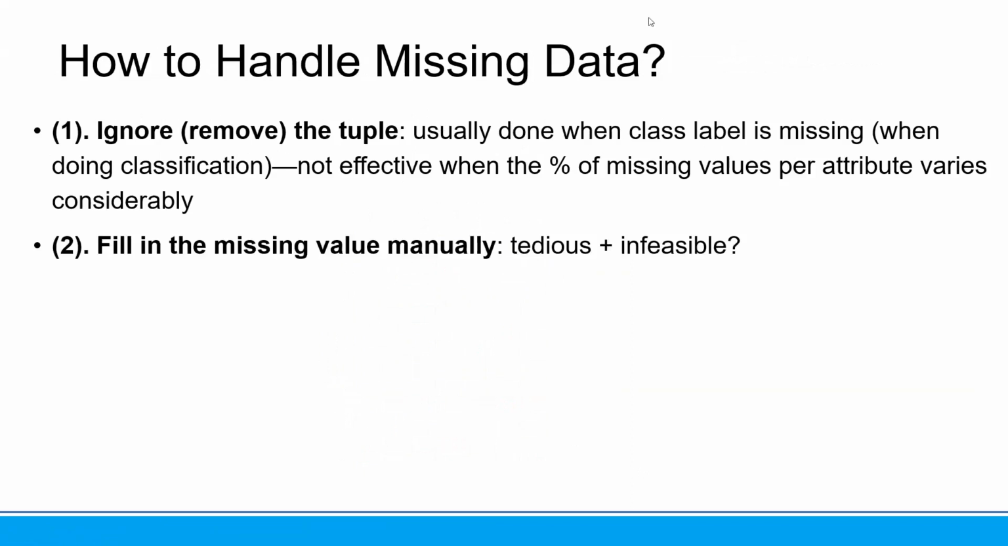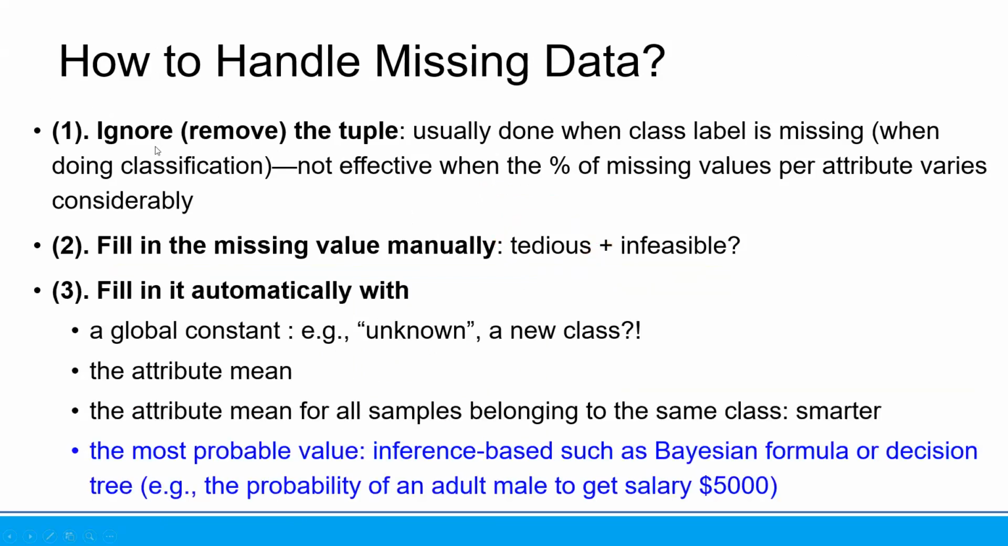The second method is to fill in the missing value manually. It is tedious. It is time consuming, so it takes a lot of time to handle data one by one. And sometimes it is not visible. The last one is to fill it in automatically. If you can fill the missing value automatically, that will be the best. So we will learn those things.